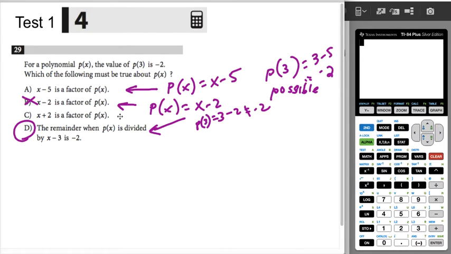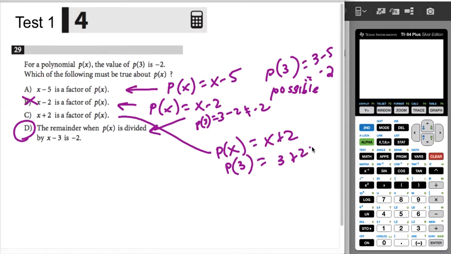If I try C, if I just made p of x the most basic version of this function, since that's the definition of being a factor, so p of x is x plus 2, well, p of 3 would be 3 plus 2, which is 5, and that definitely doesn't work. That's not negative 2, so it's not C.